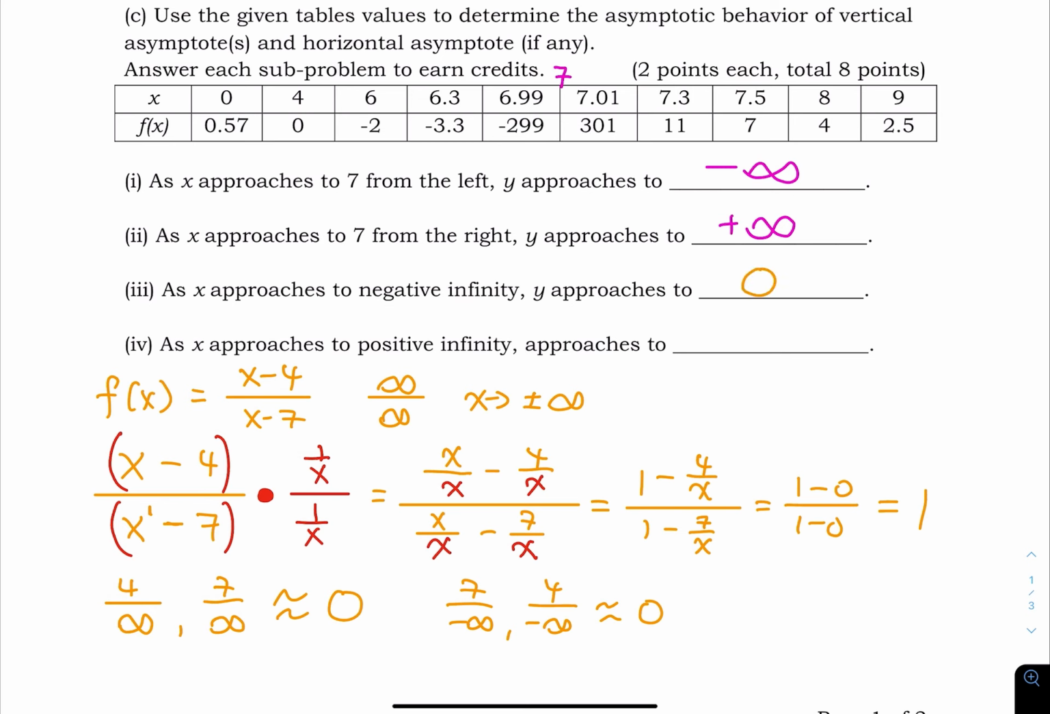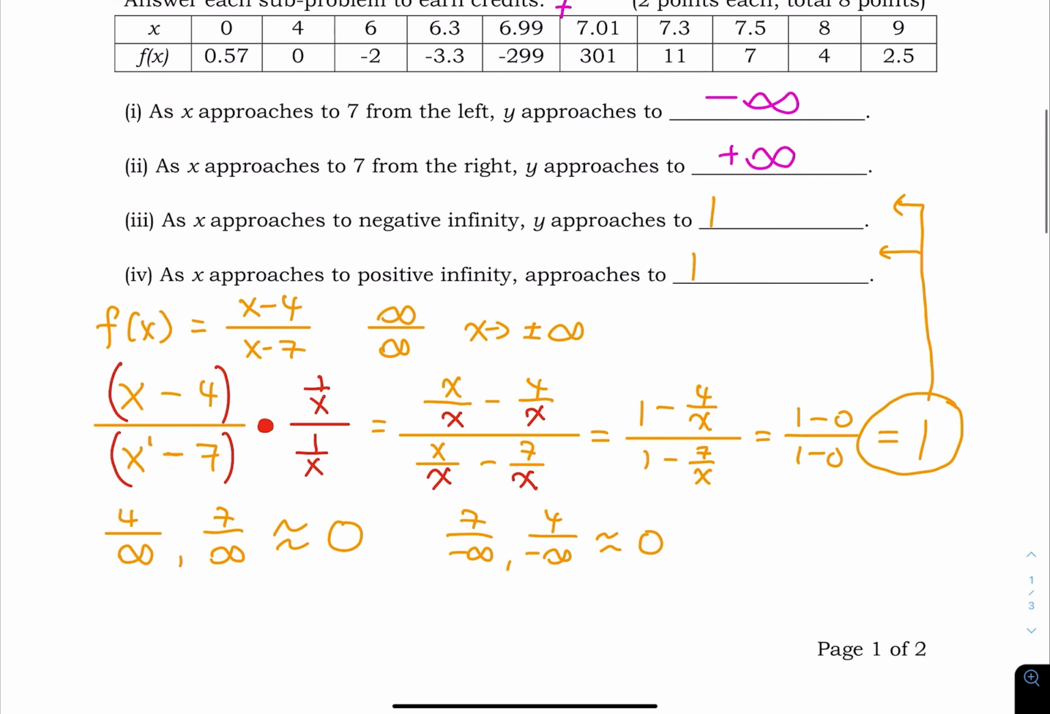As x approaches positive infinity, y approaches... hold on, sorry, not 0. This one, sorry. What does the 1 mean? The 1 means as x approaches positive infinity, y approaches 1. Y approaches 1. And then what does that mean?